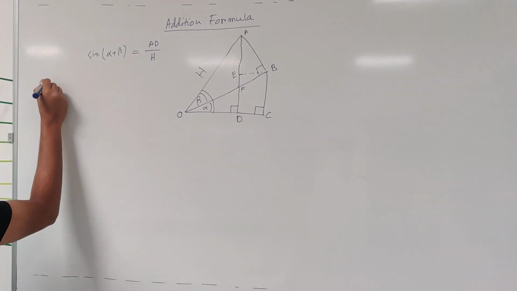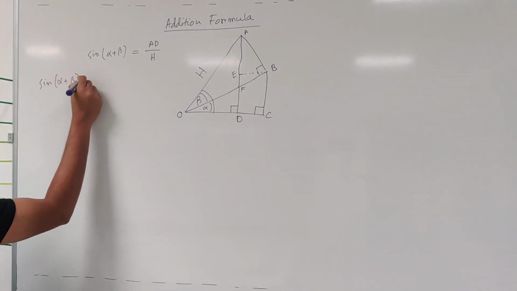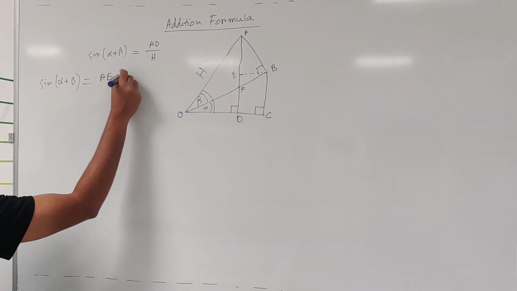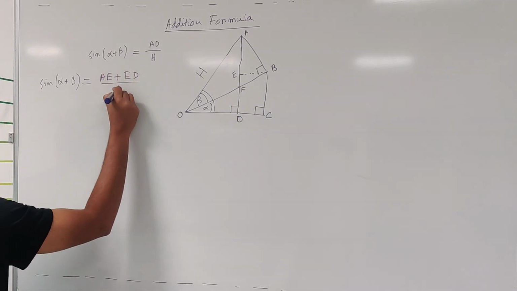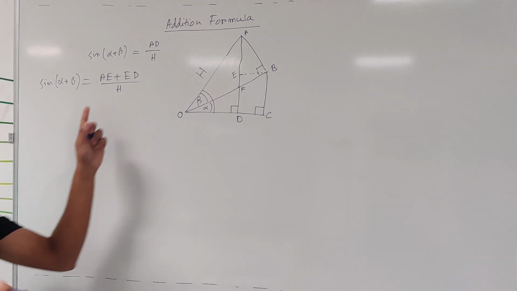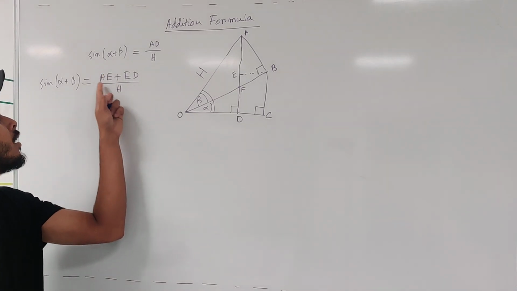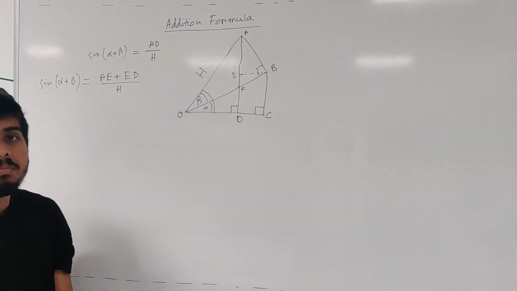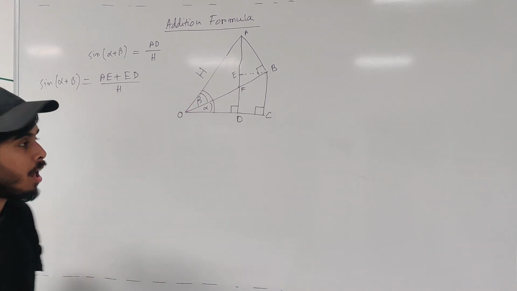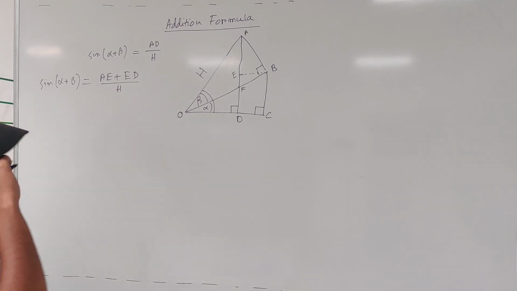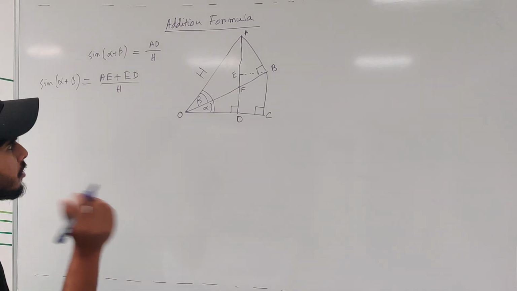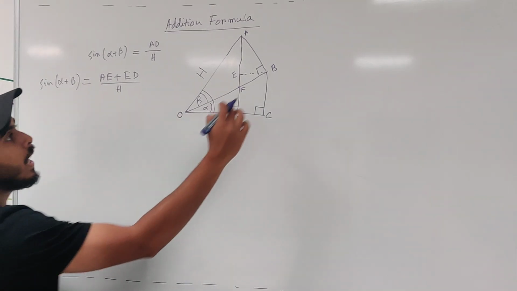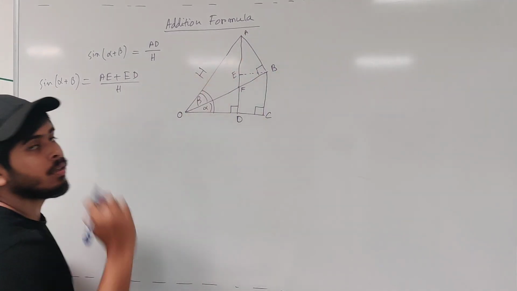So I'll write sine alpha plus beta. AD is AE plus ED. So AE plus ED over H. All we have to do is find something for AE and ED in terms of sine of alpha, cos of beta, or something like that. We'll try to do that. How do we do that? First of all, let's see. Consider the triangle OFD and AFB.